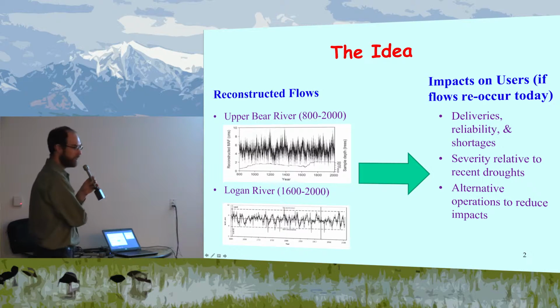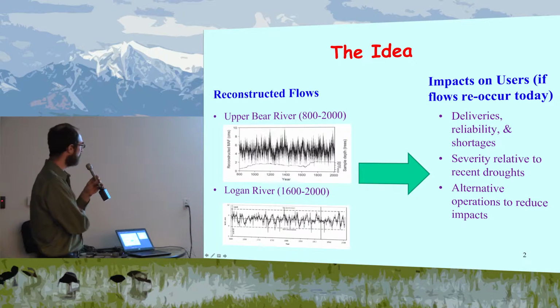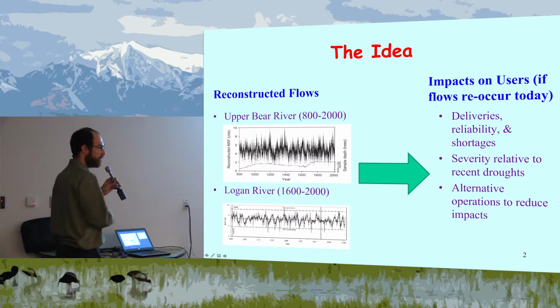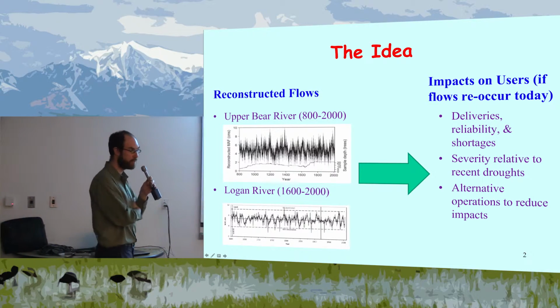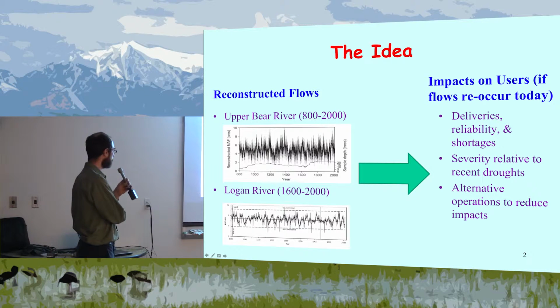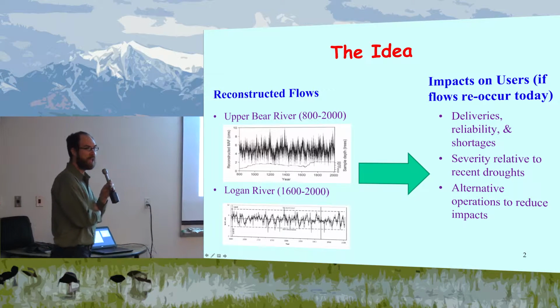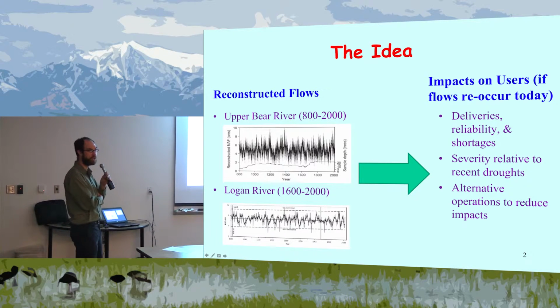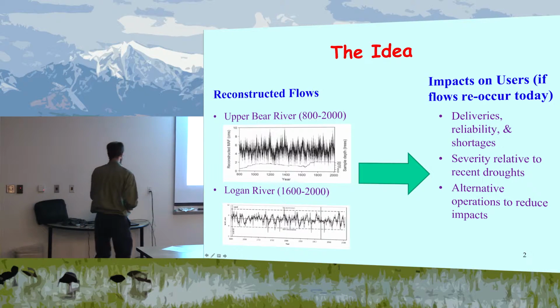Importantly, how severe would those shortages be relative to the droughts that we've experienced in more recent and more memorable times? We also want to look at how can we mitigate those impacts? What alternative reservoir operations or diversions can managers today undertake to reduce the impacts?